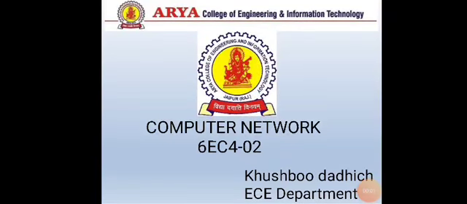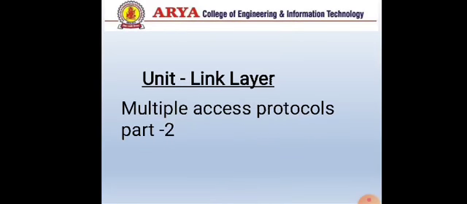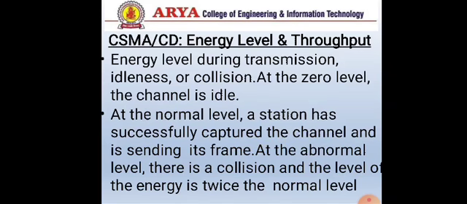Dear student, in this lecture we are going to learn about computer networks, and our topic is multiple access protocols in the data link layer. As we discussed in our previous lecture about multiple access protocols and their types, now we are moving on to CSMA/CD energy level and throughput. Through this energy level we can find out about the collision and the whole process.